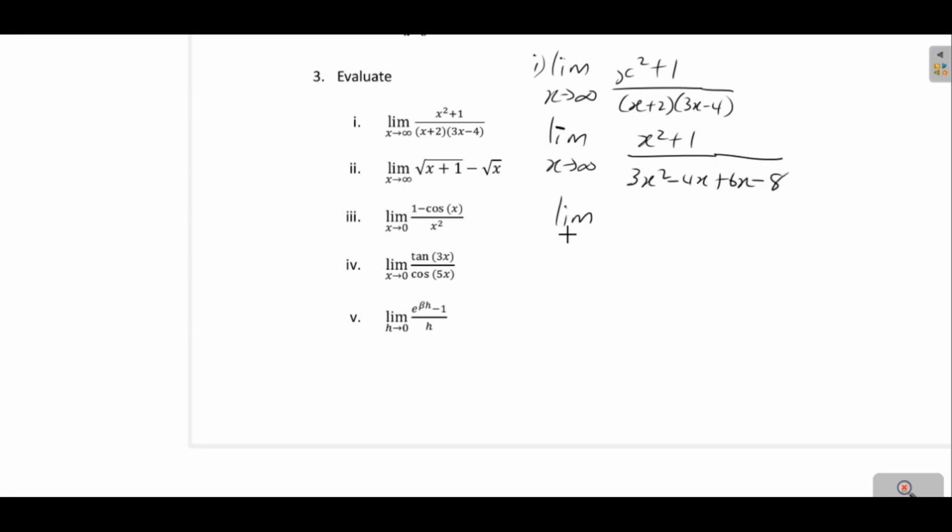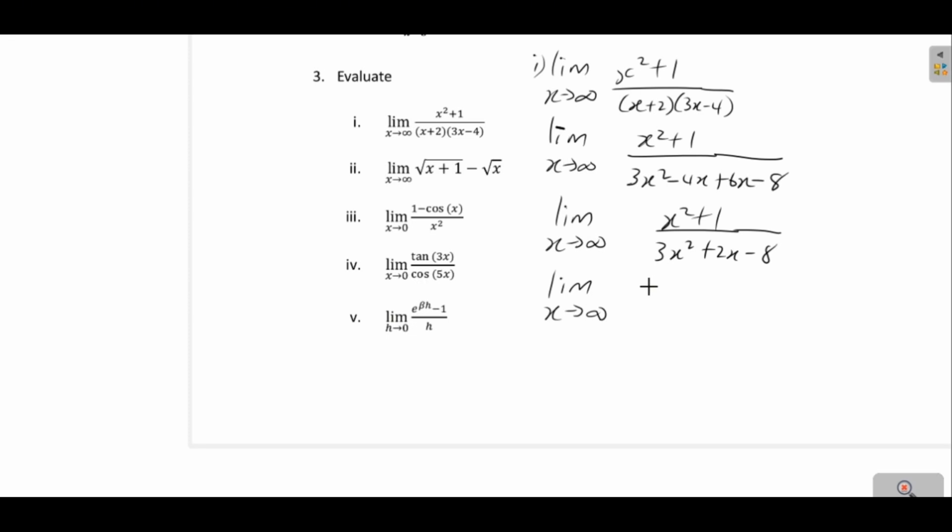So the denominator now becomes this. We have 3x squared, of course minus 4x plus 6x is plus 2x, then minus 8. Now when we have it in this form and we want to take the limit as x approaches infinity, this is a limit at infinity. We look out for the highest power of x and we divide each term by that. So clearly we are going to have the limit as x approaches infinity. The highest power here is x squared. So I will divide each term by x squared.